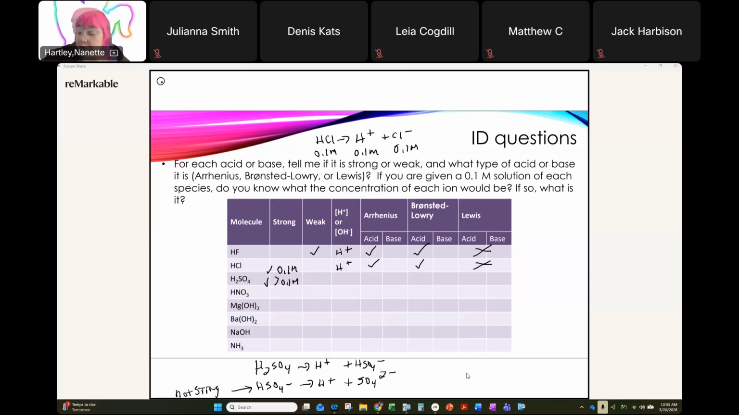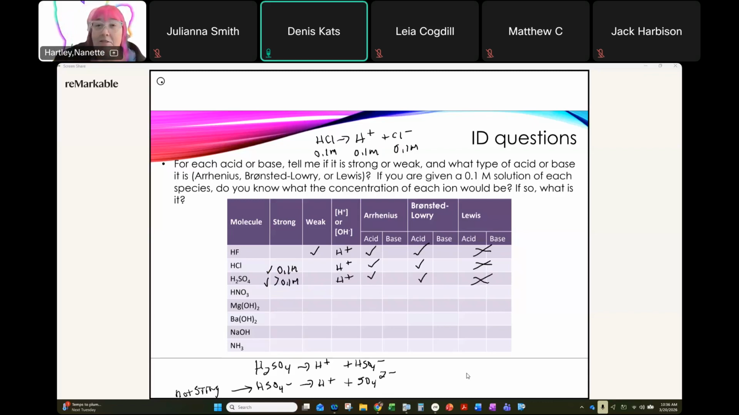It is an H plus donor, and so it is an Arrhenius acid, and it is a Bronsted-Lowry acid. And I don't necessarily know anything about that Lewis part. Cool with that. Now, just so you know, I will never ask you what the concentration of H2SO4 is, because that's a two-step process and it's a lot of math, so I won't ask you about that.